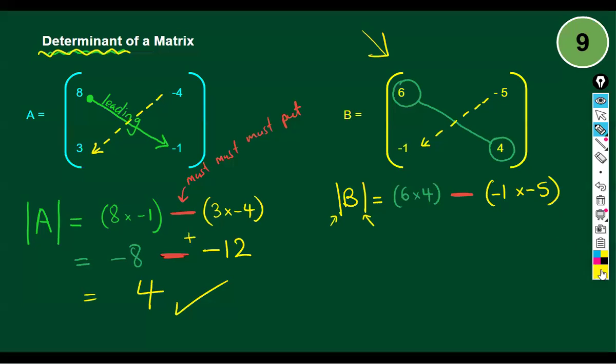All right, let's work this out. 6 by 4 is 24. We must put a minus sign. And minus 1 by minus 5 is normal positive 5, right? So you end up with 24 minus 5. The answer is 19. Check it back. The answer is 19.